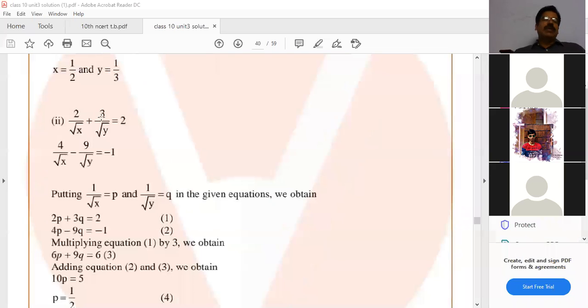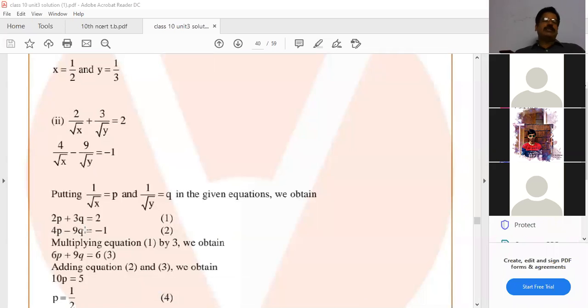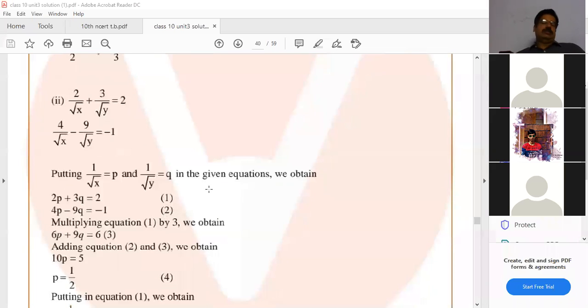2p plus 3 by root y means 3 into 1 by root y. 1 by root y is q. 3q. 2p plus 3q equal to 2, first equation. You got directly. And then 4 by root x means 4 into 1 by root x. 1 by root x is p. 4p minus 9 by root y means 9q. 4p minus 9q equal to minus 1. This is my second equation.